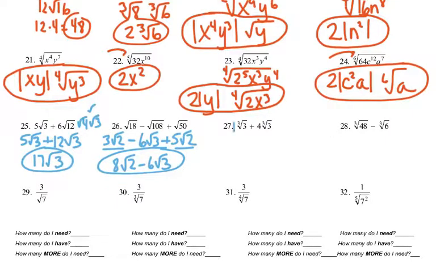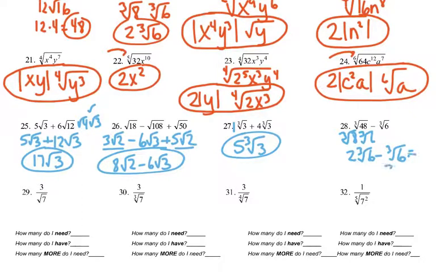Here these are like terms. 1 cube root of 3, 4 cube roots of 3. I get 5 cube roots of 3. Cube root of 48, we did a few times up there. Cube root of 8, cube root of 6, so 2 cube root of 6 minus essentially 1 cube root of 6 is just going to leave us with 1 cube root of 6.